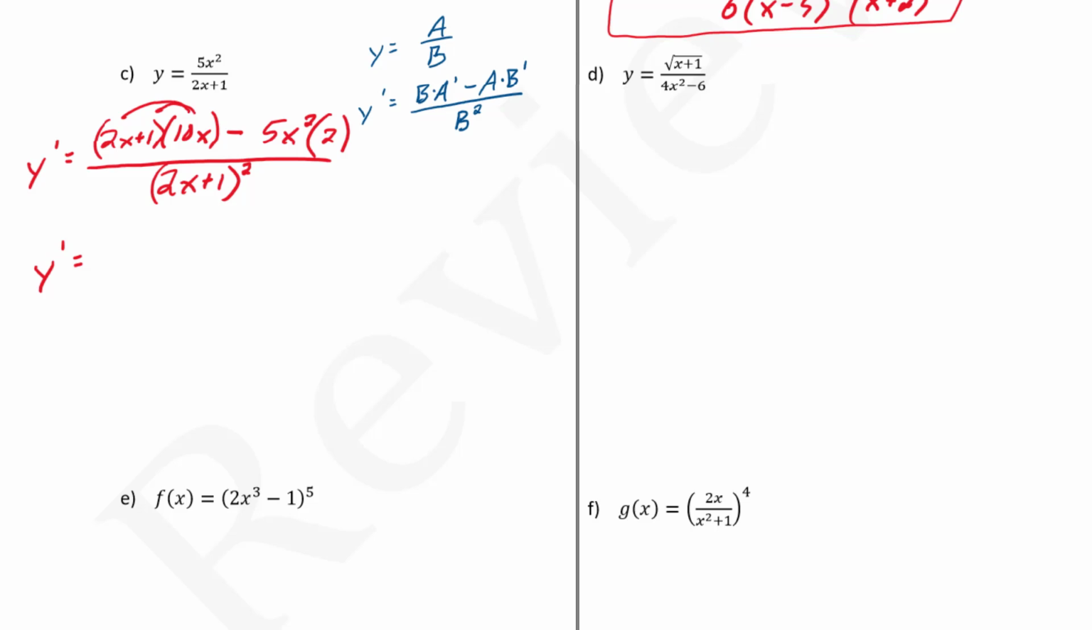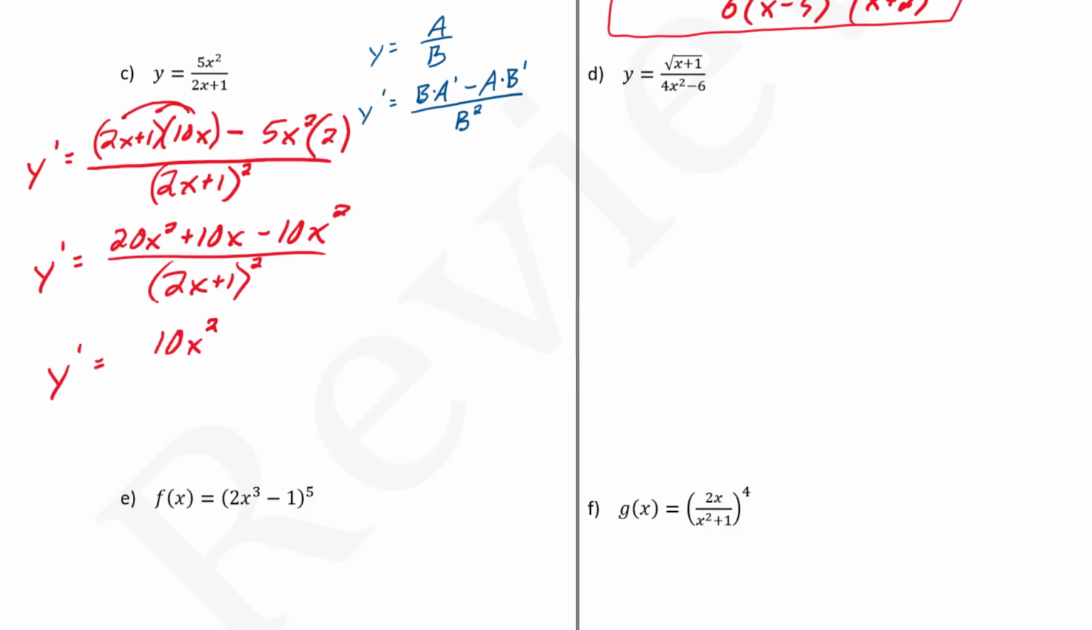So 2x and 10x gives me 20x squared, and then 10x times 1 is a positive 10x, and then I've got the minus 2 times 5 is 10x squared, as I just mentioned, still all over 2x plus 1 being squared. So now the last step would be combine any like terms, so it looks like I've got 20x squared and then minus 10x squared for 10x squared plus 10x all over 2x plus 1 being squared.